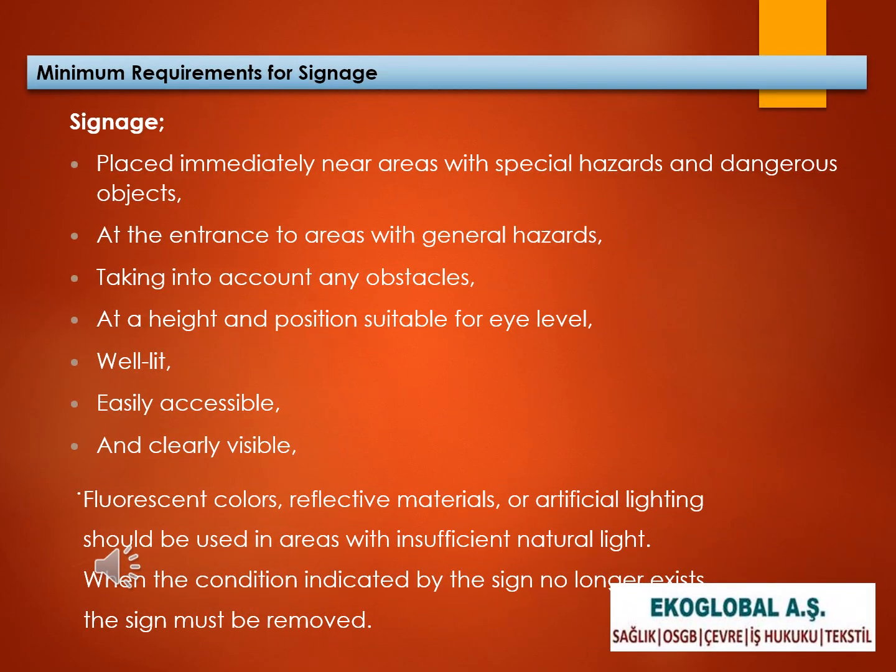Signage. Placed immediately near areas with special hazards and dangerous objects. At the entrance to areas with general hazards, taking into account any obstacles, at a height and position suitable for eye level, well lit, easily accessible, and clearly visible. Fluorescent colors, reflective materials, or artificial lighting should be used in areas with insufficient natural light. When the condition indicated by the sign no longer exists, the sign must be removed.